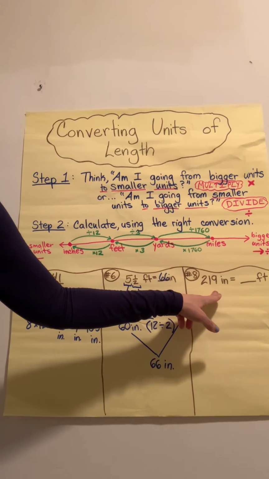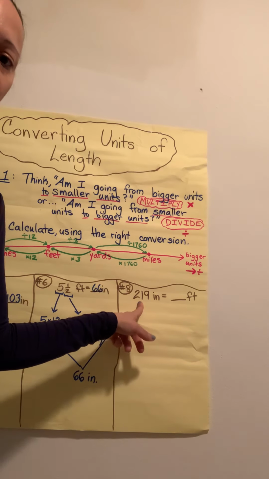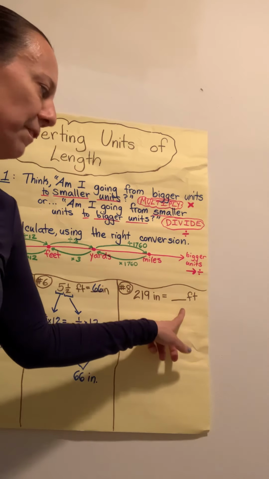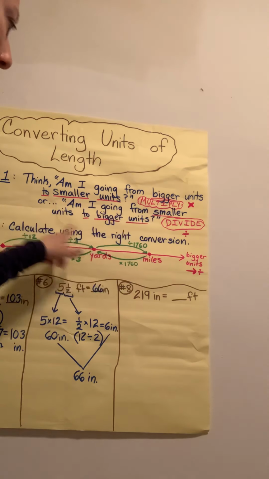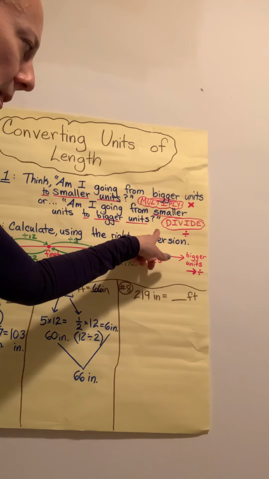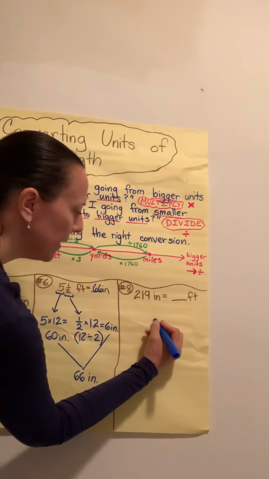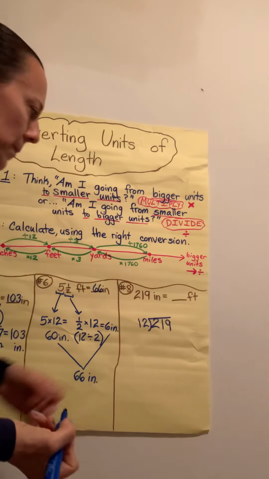Now, let's look at another tricky one. Number 8 is asking us to go the other way. I am now starting with a large number of inches, 219, and I want to know how many feet to convert that into. Since I'm going from a smaller unit now to a bigger unit, I know that I need to do the opposite. I need to divide. I'm still working with inches and feet, so now instead of multiplying by 12, I'm going to divide by 12. So let me set up my 219 inches divided by 12.